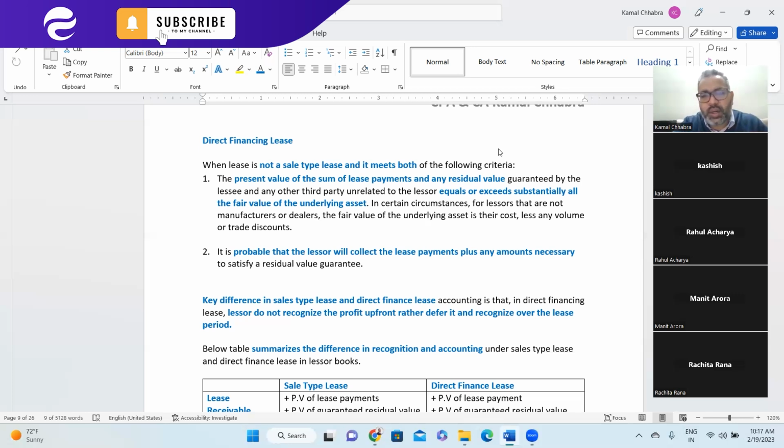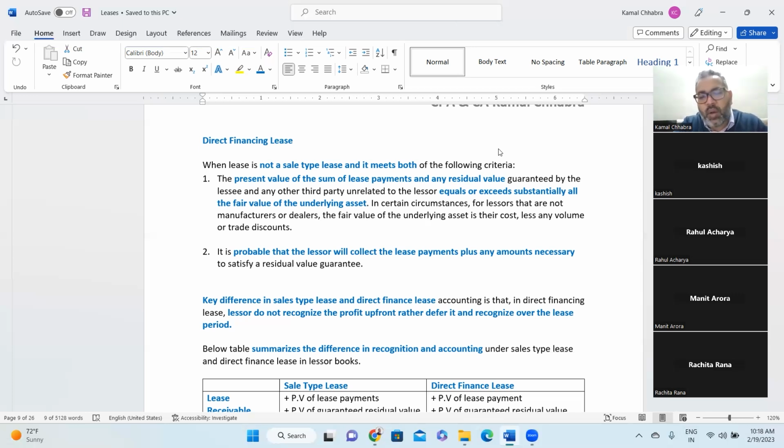So let's understand what are those 2 conditions to consider any lease as a direct finance lease. First one, the present value of the sum of lease payments and any residual value guaranteed by the lessee and any other third party, or you can say unrelated party to the lessor, is equal to or exceeds substantially all of the fair value of the underlying asset. If the present value of the amount you are expected to receive from the lease is more than the value of the asset, right, then that lease can be considered as a direct finance lease.